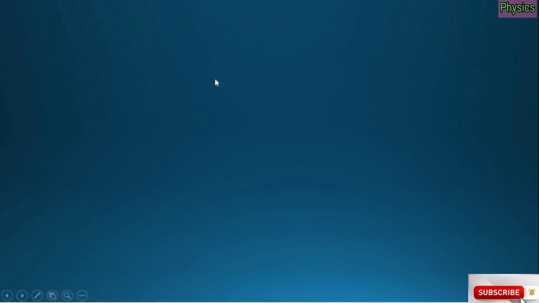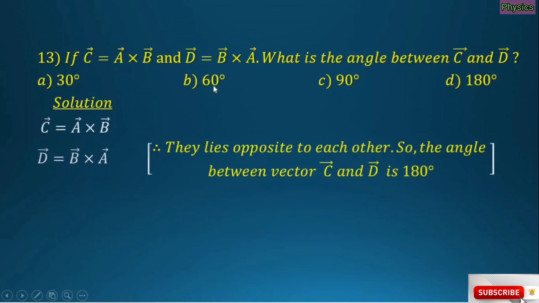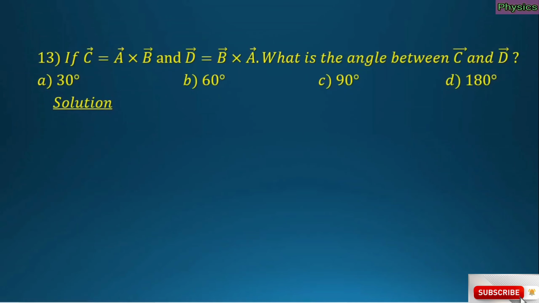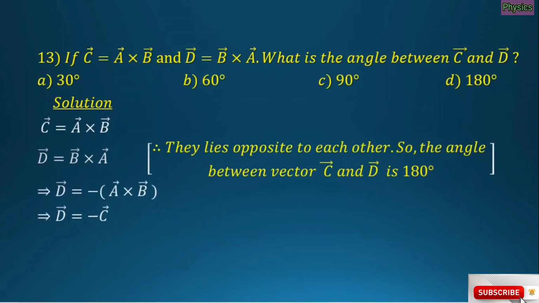In question number 13 we have: if C vector equals A vector cross B vector, and D vector equals B vector cross A vector, then what is the angle between the vectors C and D? Then D vector becomes minus A cross B vector. They lie opposite to each other, so the angle between vectors C and D is 180 degrees. Option D is the answer.